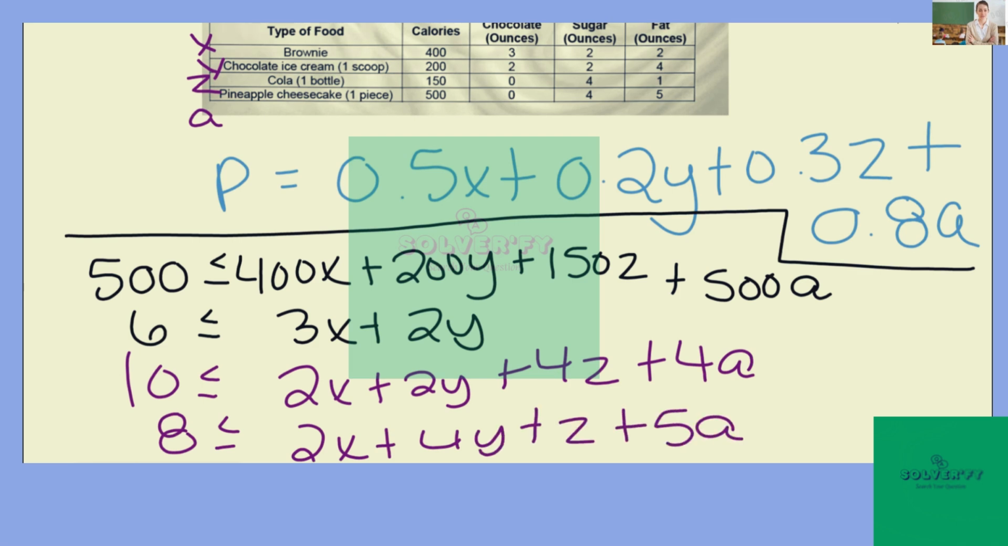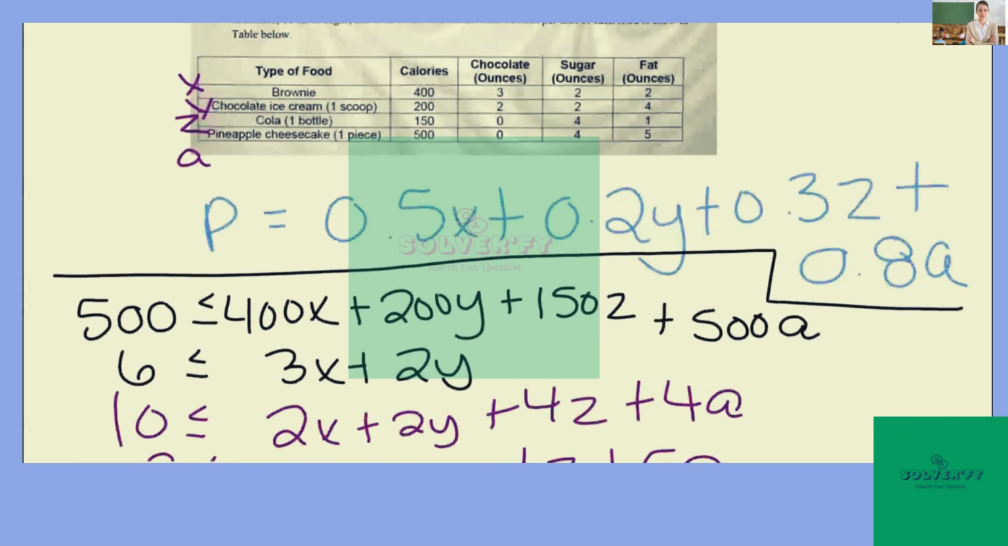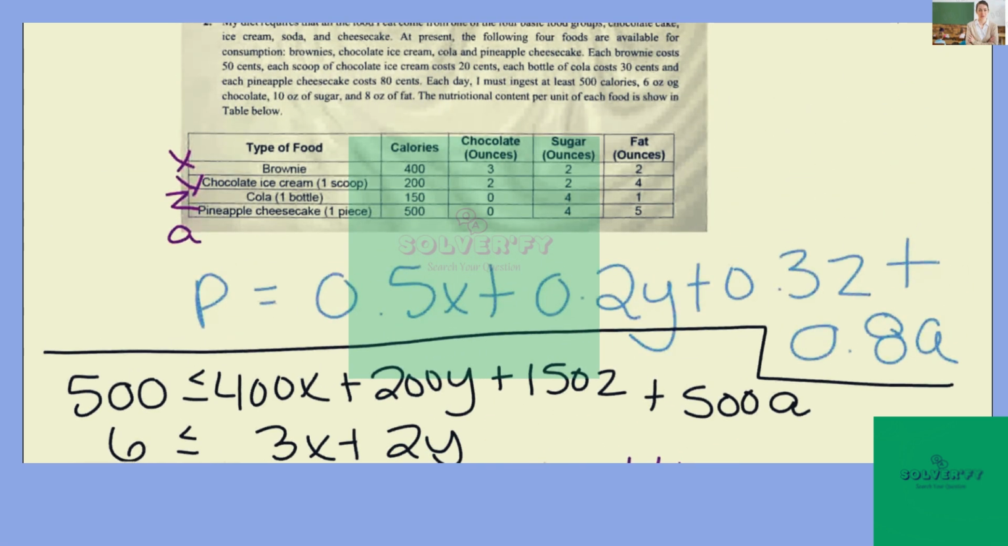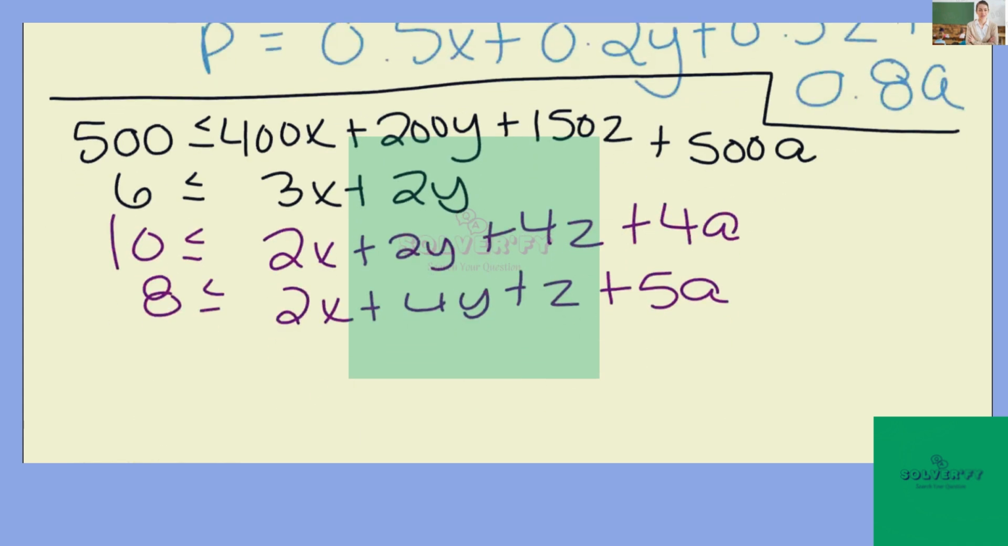Last constraint is we know that we need to consume everything, since all the food must come from the 4 basic food groups, so that X, Y, Z, and A all have to be greater than or equal to 0. So this is the model that I would have to solve to figure out my solution.